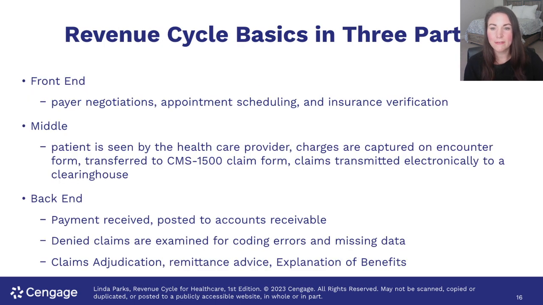All right, the revenue cycle has 3 parts. The front end of the revenue cycle is where payer negotiations take place. So this is before a patient is ever even seen by a doctor. The third party and the doctors will have these negotiations where they decide what the payment rates will be. The front end is also where appointment scheduling is done and insurance verification happens.